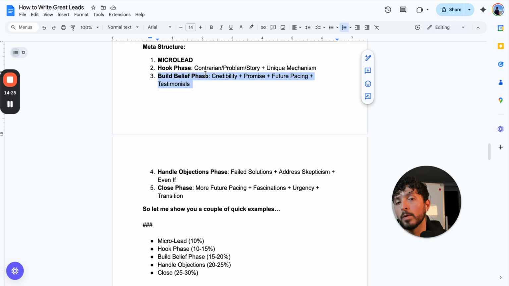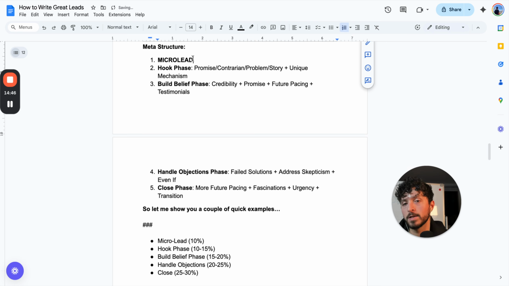Then you're going to want to go into the building belief phase in here. This is where you're really showing the proof and credibility. Then you want to handle all the objections that are going to come up, and then you want to close them. And again, get their attention, tell them what this is. So instead of hook phase, this is almost like your direct promise. Like, what is the thing? Why are they even watching this? So you get their attention.